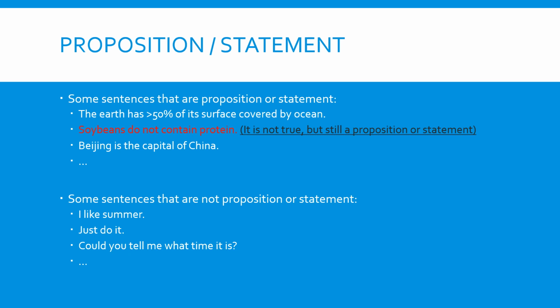Know that when defining whether a sentence is a statement, what we care about is whether it has a truth value, but not whether it is true. For example, the sentence soybeans do not contain protein is false. However, it does have an unambiguous truth value. Therefore, the sentence is a valid statement.